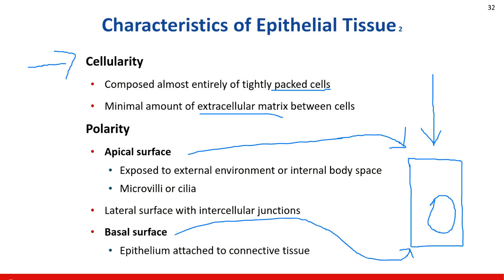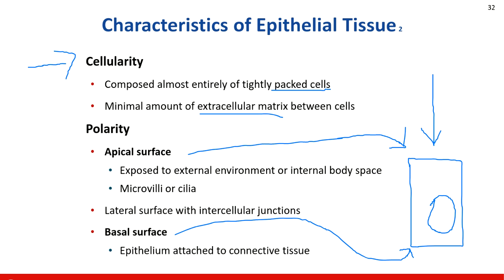If we're dealing with stratified epithelium, in which there are multiple layers, the top layer is going to be known as the apical layer, or the apical surface of the epithelial tissue, and the bottommost layer will be referred to as the basilar or basal surface. So keep that in mind.